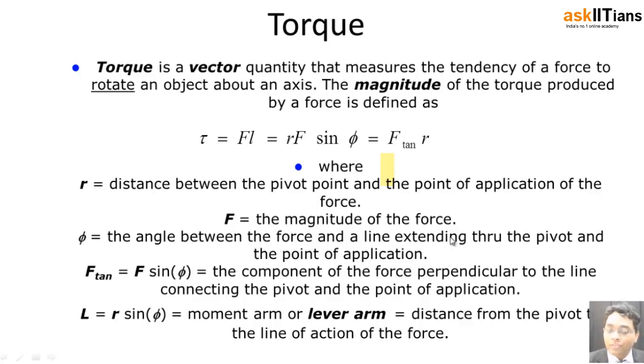F is nothing but the magnitude of the force, phi is the angle between the force and the line extending through the pivot and the point of application. So it's basically the angle between R and F. F tangential is basically the component of the force perpendicular to the line, or you can say it's the tangential force connecting the pivot and the point of application. And finally, the value of L that we have is nothing but R sine phi. R sine phi is equal to the moment arm of the lever arm. So it's equal to the distance from the pivot to the line of action of the force. So this is what we have.